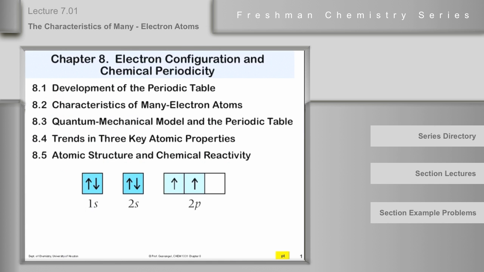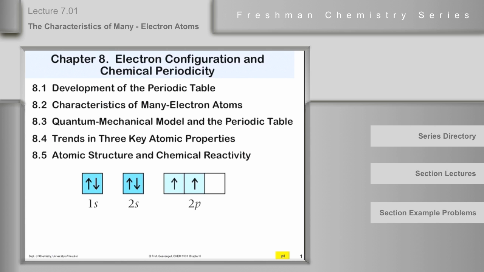Schrodinger's equation failed completely when someone tried to apply it to helium. Failed completely. However, it was subsequently modified in such a way that it works for all the atoms in the periodic table.